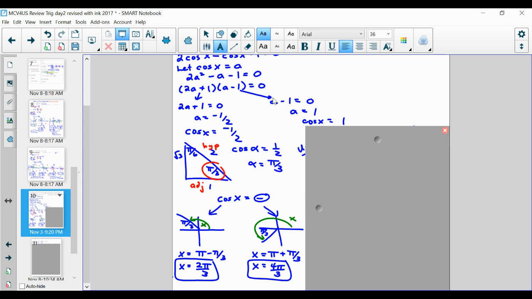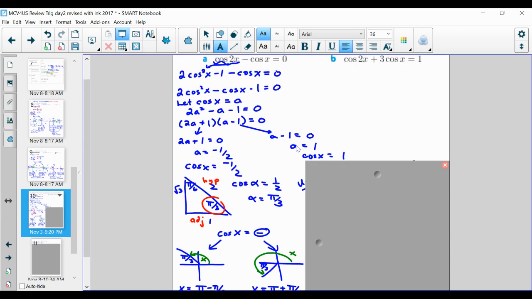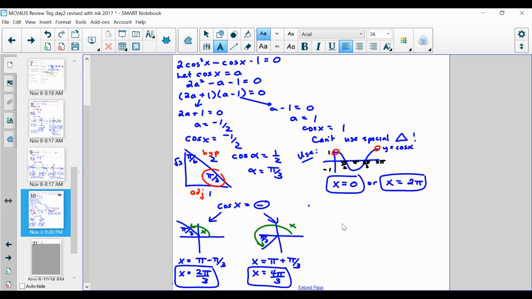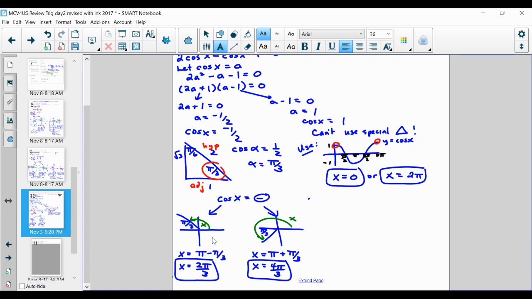But this original equation also has a possible solution of cosine x equals 1. In this case, we're going to go to our toolbox for trig. We're not going to use a special triangle, but we can think about the graph. We know on the cosine x graph, cosine x equals 1 when x is 0 and when x is 2 pi. So we have 4 solutions to this equation.